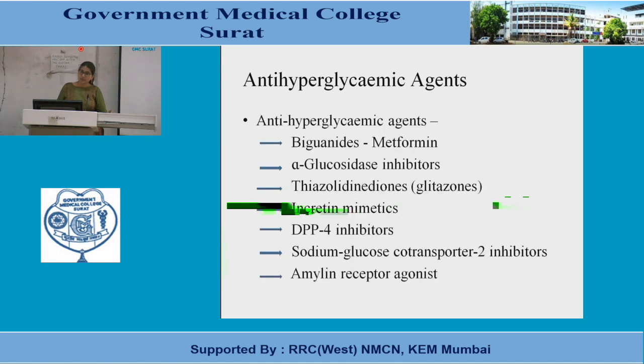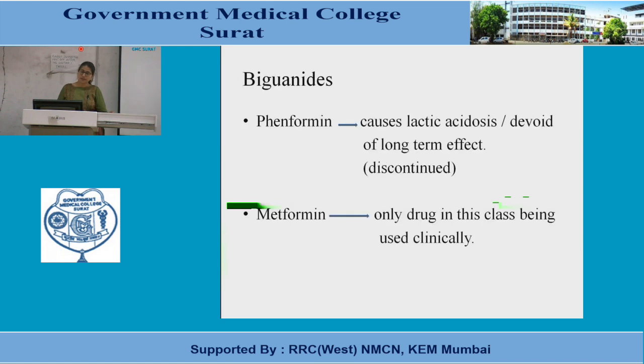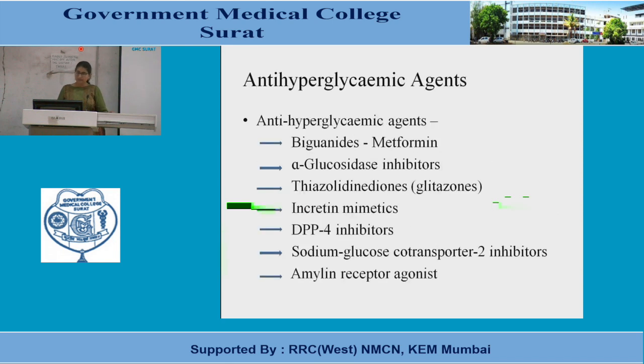So under this broad heading of anti-hyperglycemic agents, we have drugs like biguanides, under which comes metformin. Then you have groups like alpha-glucosidase inhibitors. Then you have thiazolidinediones, under which come the glitazones. Then you have incretin mimetics, DPP-4 inhibitors, sodium glucose cotransporter 2 inhibitors, and amylin receptor agonists. So coming to the first group, which is the biguanides.